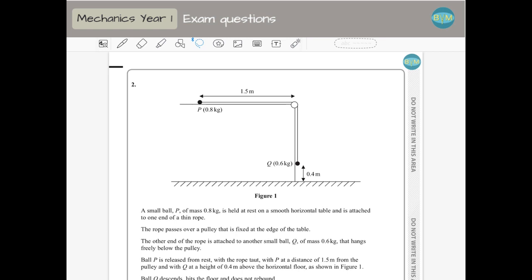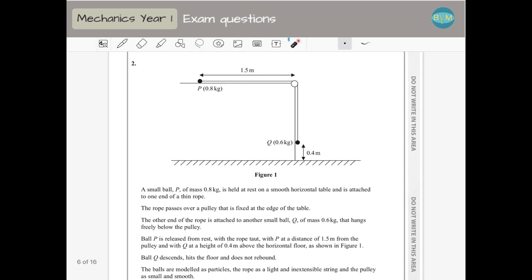Hello, this is question 2 on the June 2019 mechanics paper, so AS paper. And you have a pulley question. So you have small ball P, which is this one. The mass is 0.8 kilograms, is held at rest on a smooth horizontal table and is attached to one end of a thin rope. The rope passes over a pulley that is fixed at the edge of the table, and at the other end we have this mass Q, which is 0.6 kilograms.